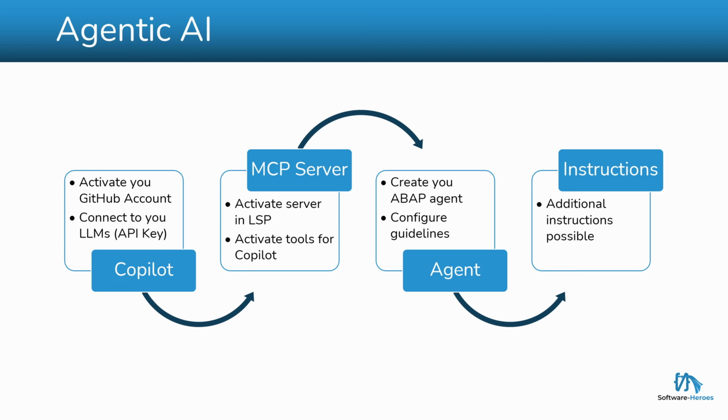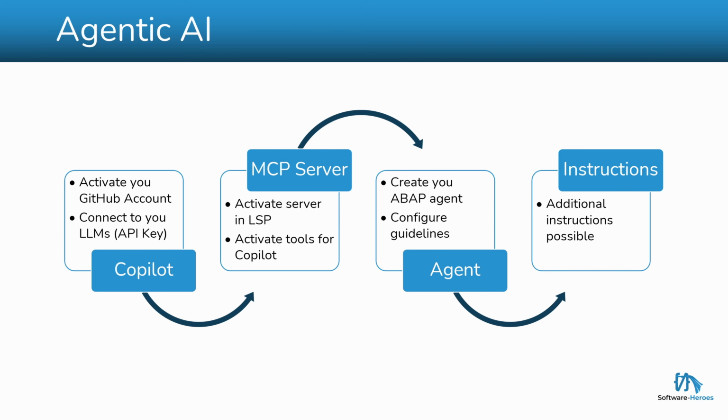You have two options. Either you activate your GitHub account and log in with it, or you use an API key, for example, if you've subscribed to a large language model such as Gemini or Claude. Next, we need to activate further tools, in this case the built-in MCP server in ABAP. We activate this and then integrate it into Copilot, so that the tools are used. In the third step, we define the actual agent, our ABAP developer, who will later carry out the development and receive certain guidelines from us.